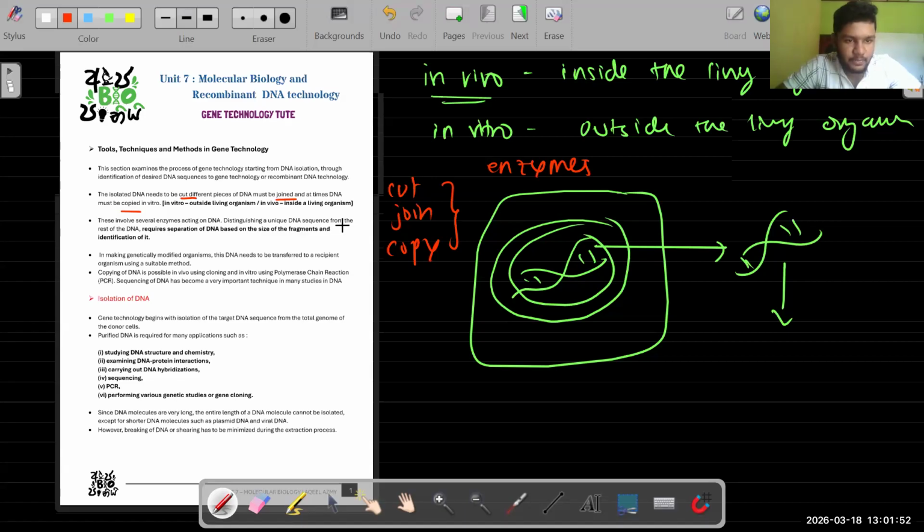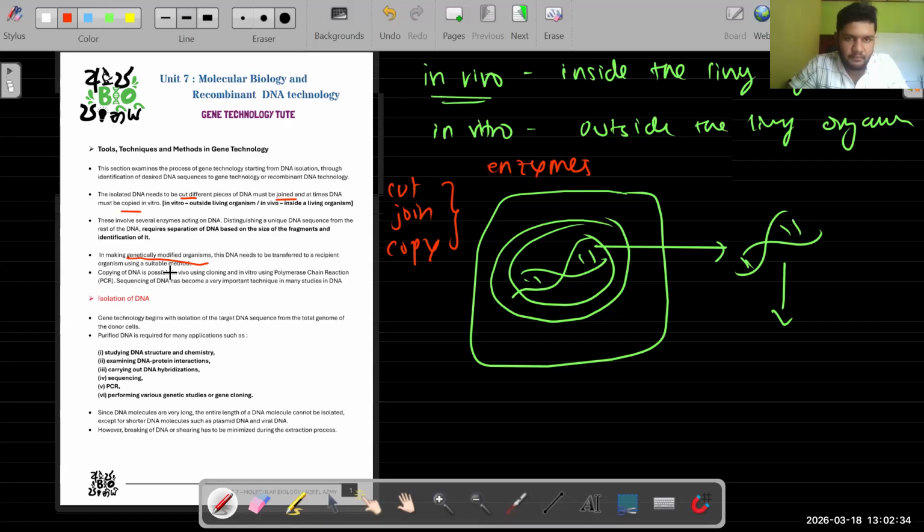Distinguishing a unique DNA sequence from the rest requires separation of DNA based on the size of fragments. To detect a specific sequence of DNA, we should separate them based on their size. In making genetically modified organisms, this DNA needs to be transferred to a recipient organism using a suitable method. If this isolated DNA is transferred to an organism, that organism is called what type of organism? Genetically modified organism, right?